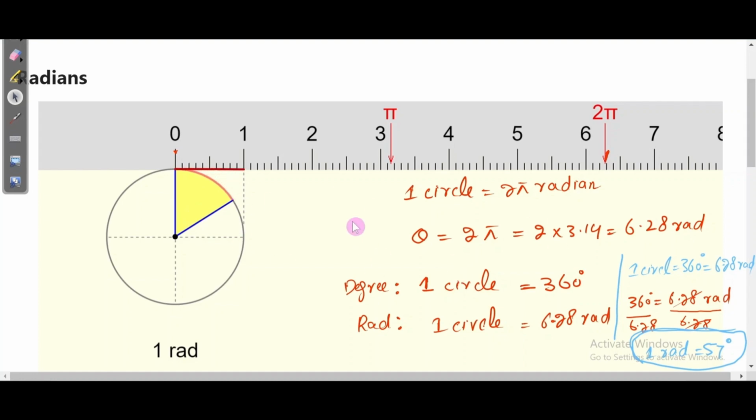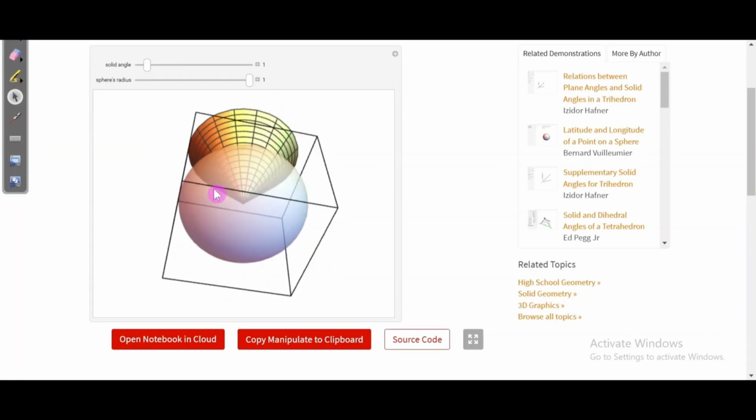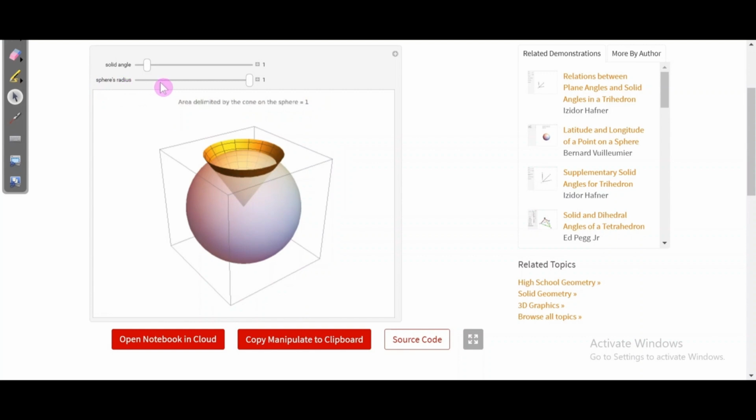This radian is also called a plane angle because it is defined with the circle, and the degree is also called a plane angle. These two, degree and radian, are called plane angles. So from these parameters we know that the radius of this circle in this case is 1.